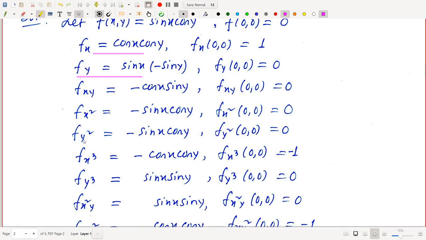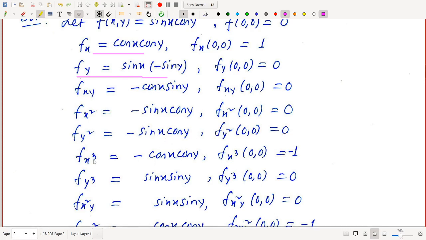Then f suffix y square means the second order partial derivative with respect to y. Here we have f_y. If we differentiate this f_y again with respect to y, we shall get f_yy. So sin y's derivative is cos y. So minus will be there, minus sin x cos y, and sin 0 is 0. So the value of this derivative is also 0 at the point (0, 0).